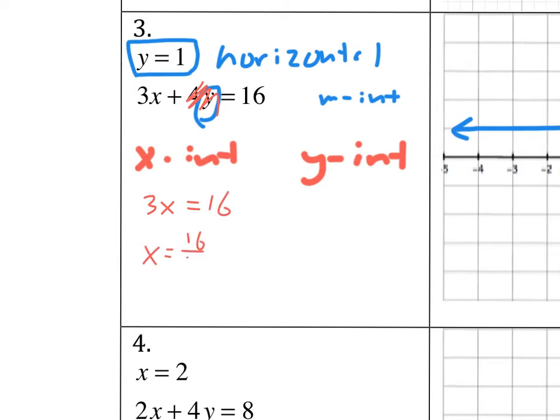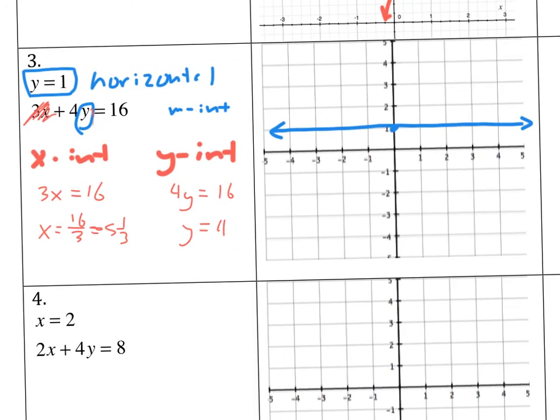16 over 3, which is 5 1/3. Positive 5 1/3. Now, if I wanted to find out what the y-intercept is, you delete the 3x. And you get 4y equals 16 and y equals 4. So that just tells me the 2 points. One point is y is at 4, so I can go up there, y is 4. The other one is x is 5 1/3, which is slightly off my graph, but that's okay.